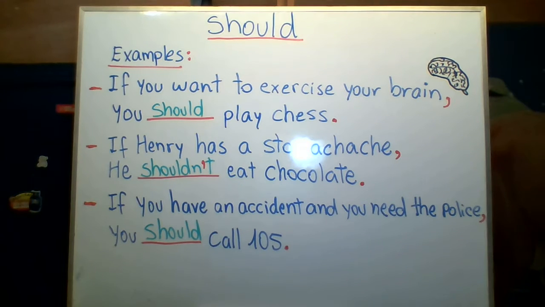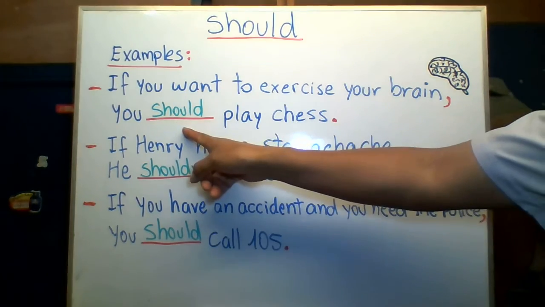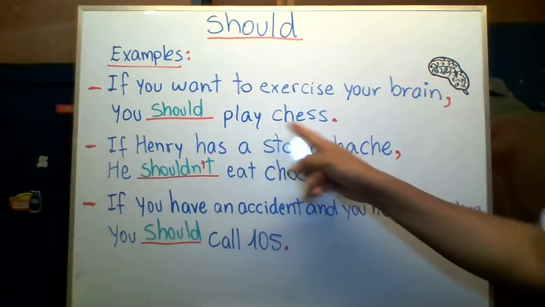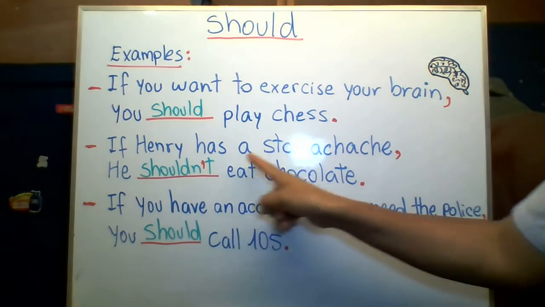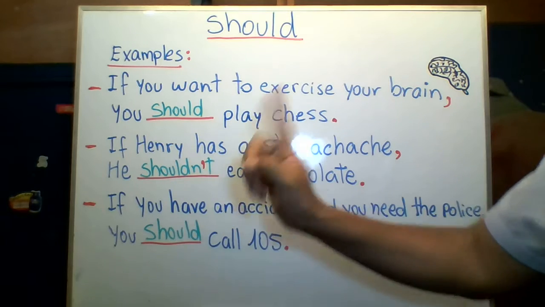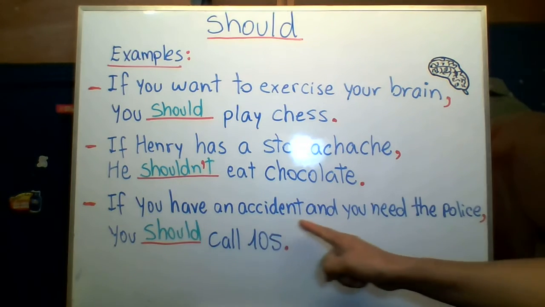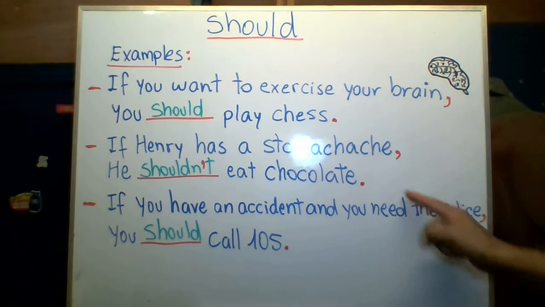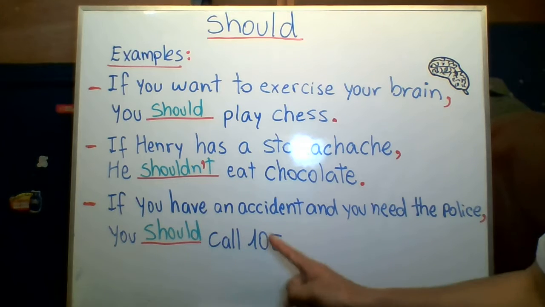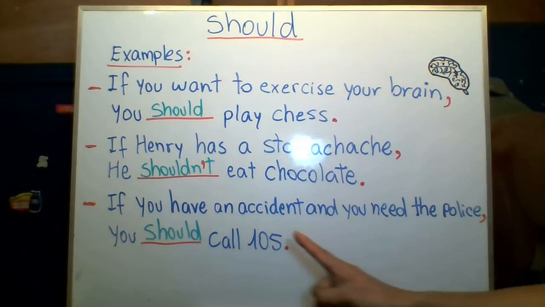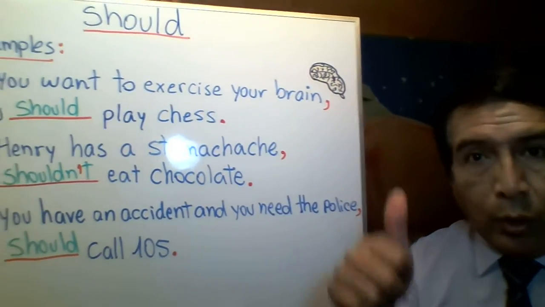Okay, this is the result. It's a good idea to play chess if you want to exercise your brain. If Henry has a stomachache, he shouldn't. It's not a good idea. Eat chocolate. If you have an accident and you need, which means necesitar, the police, you should call 105. Okay, students, if you did the exercise like this, you are good.